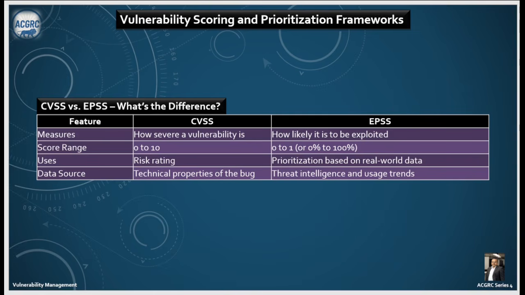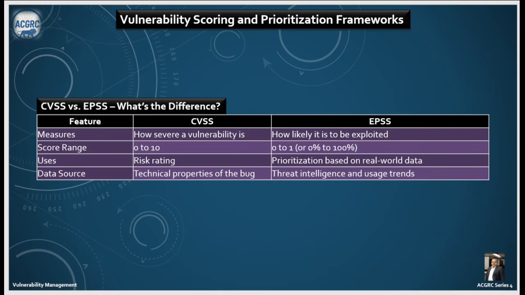A score closer to 0 means low or no chance. Now let's look at the difference. Well, it has four aspects. Measure: CVSS measures how severe a vulnerability is, while EPSS measures how likely it is to be exploited.